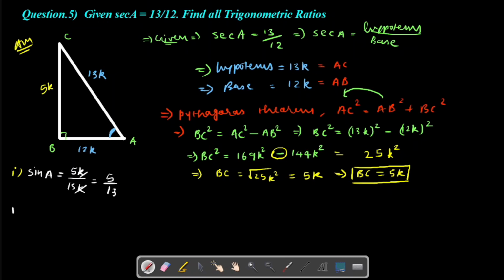Now the second one is our cos A. We already know the formula for the value of cos A. Cos A is equal to base upon hypotenuse. Here the base is AB, which is equal to 12k, so we write 12k here, and the hypotenuse is similarly as for sine A, which is 13k. Here the k will be cancelled out and the value becomes 12 upon 13. Simple.